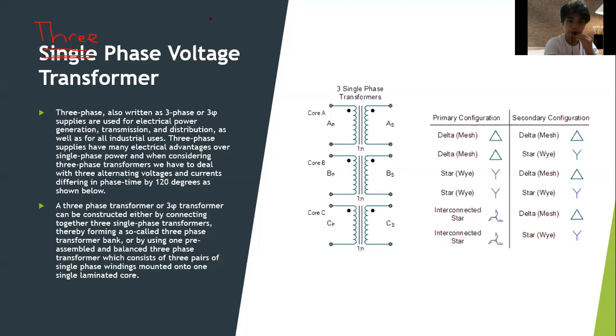As you can see, 3-phase transformers are used for electrical power generation, transmission, and distribution, as well as for all industrial uses. 3-phase supplies have many electrical advantages over single-phase power. When considering 3-phase transformers, we have to deal with 3 alternating voltages differing in phase time by 120 degrees, shown here.